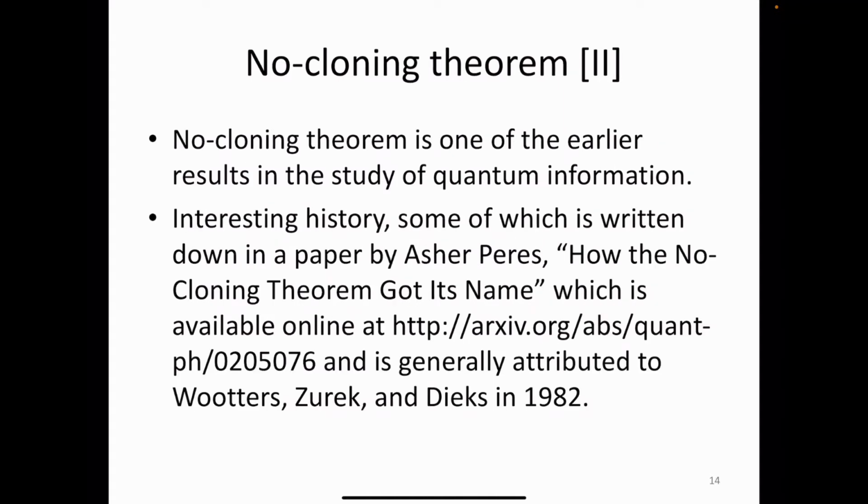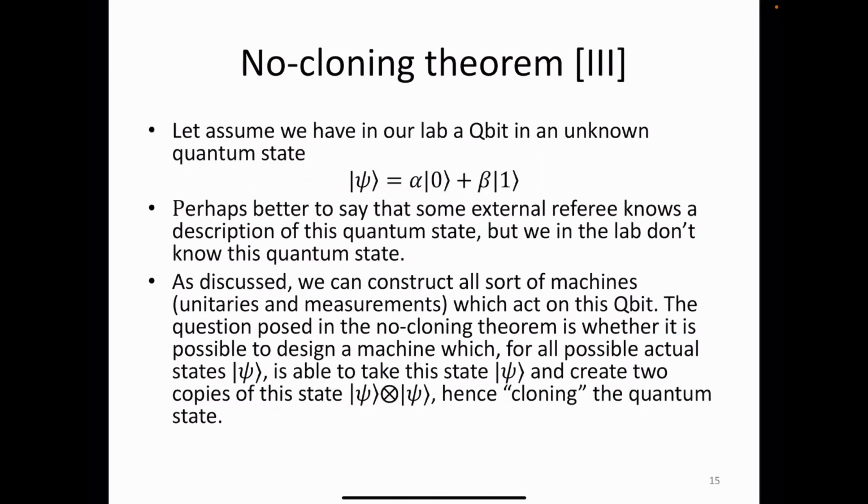So we're not talking about cloning DNA. It's one of the earlier results in quantum information, which just says if you have the state of one qubit, you cannot copy it. So you cannot copy the state of one qubit into another qubit. And why this is not possible, we will try to understand now.